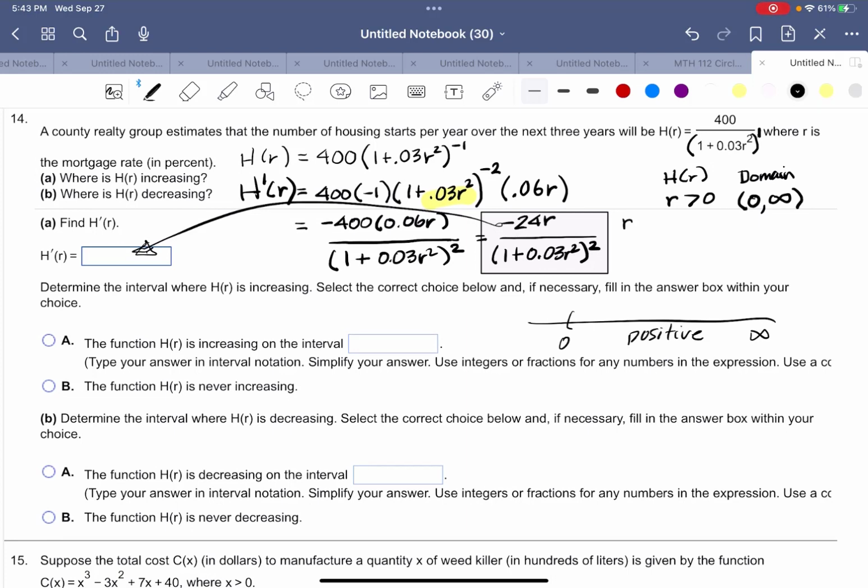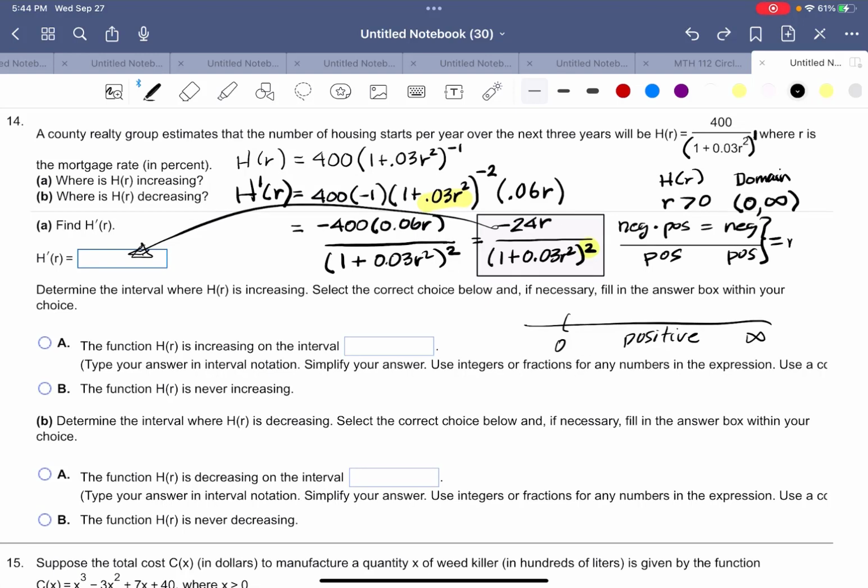So this top has a negative times a positive. So the numerator is going to be negative. And I can pick a number and plug it in, but I can just go ahead and generalize. Because of this square in my denominator, this denominator is always going to be positive. So that's over a positive. So a negative over a positive is always a negative.